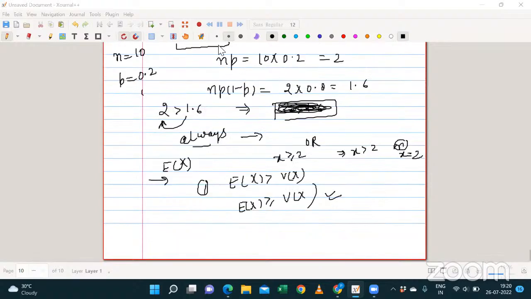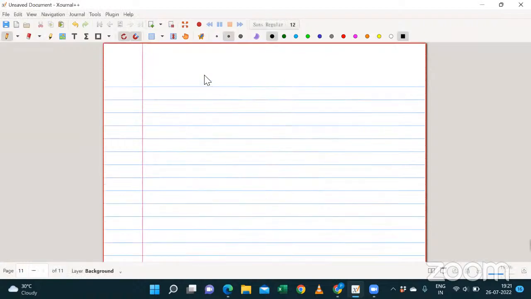At what step are you getting confused? Let's see. One second, let me create a new page. And Krishna is also right, because see, if your np is 2, we get np as 2, right? Yes. Let's take that.